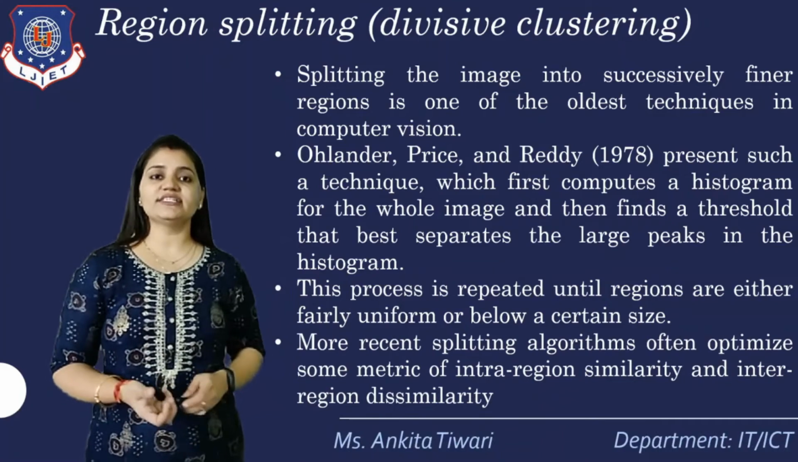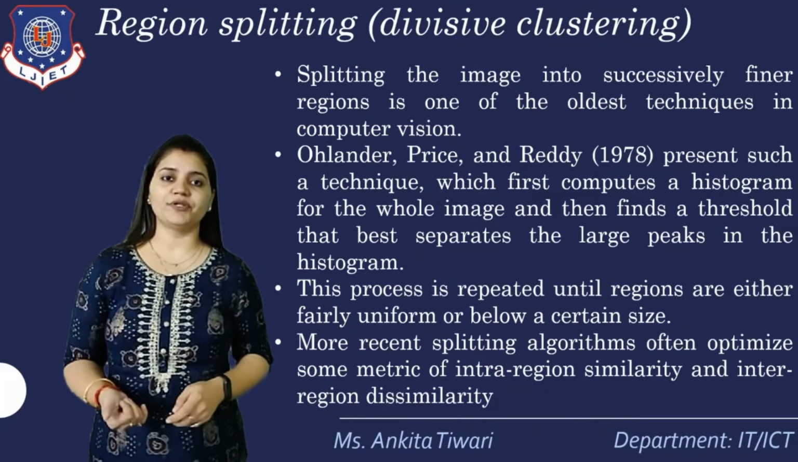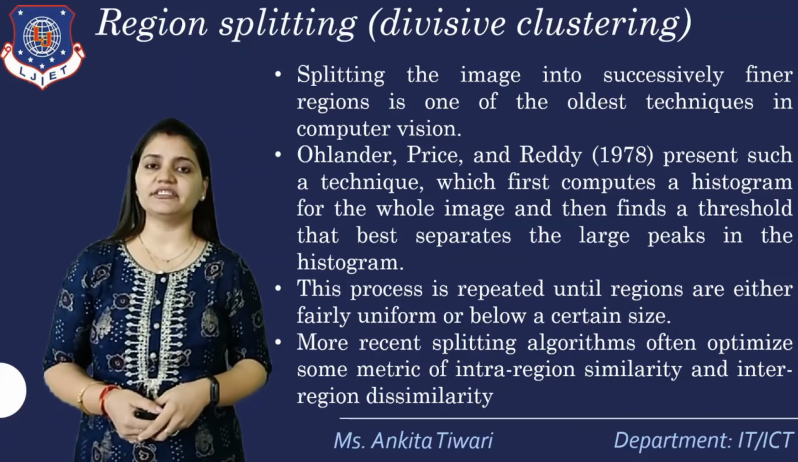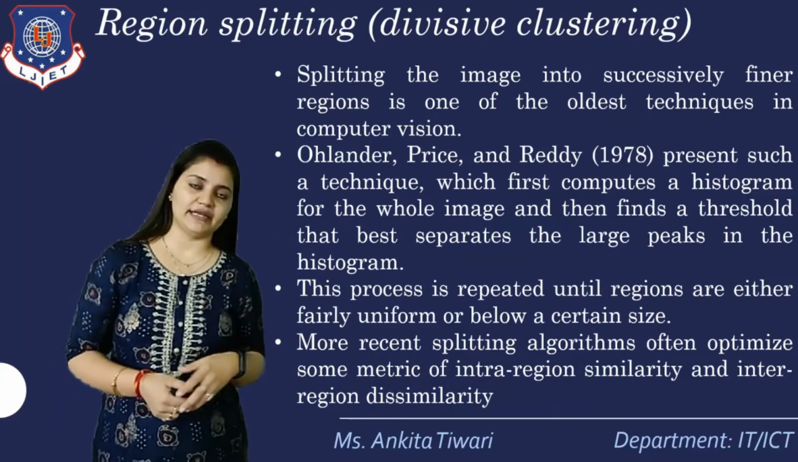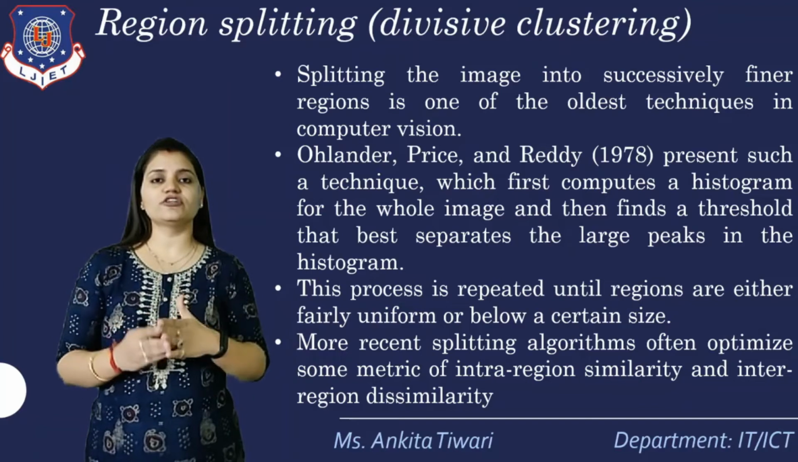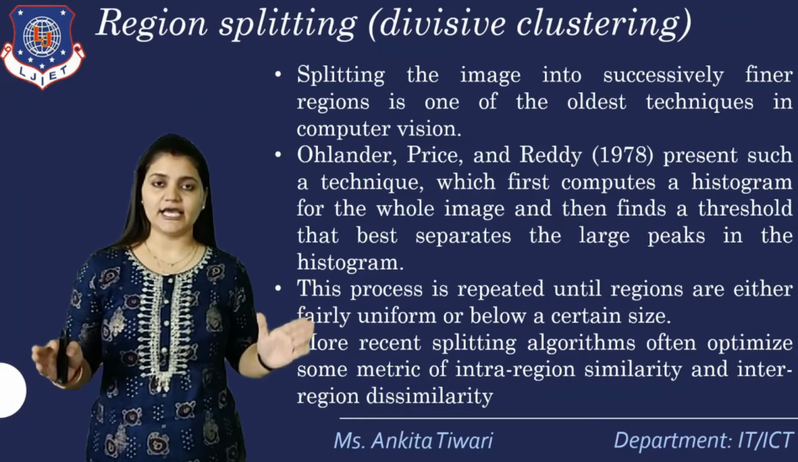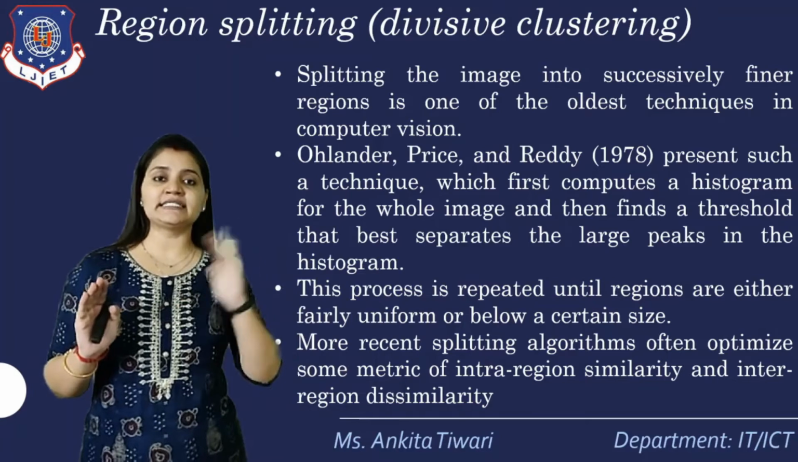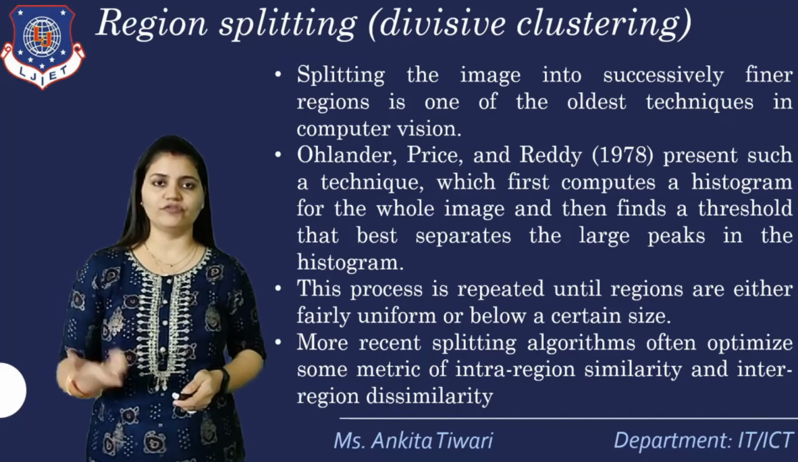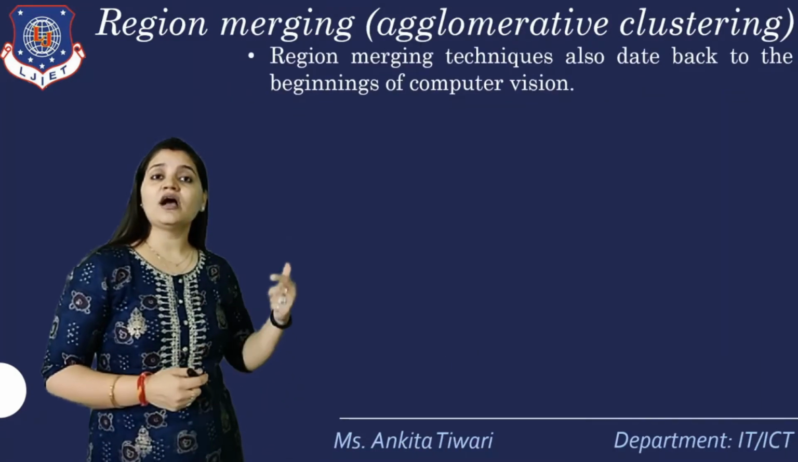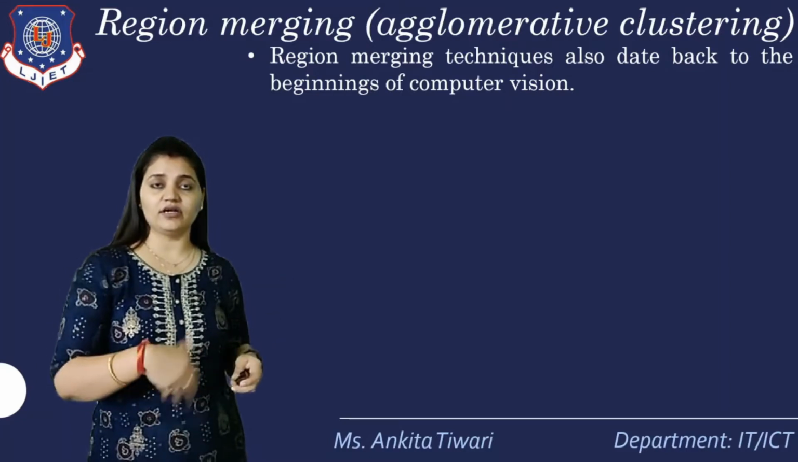More recent splitting algorithms often optimize some metric of region similarity and inter-region dissimilarity. So we have two forms: splitting algorithms are divided into two metrics, inter-region similarity and region dissimilarity. Two of the things, two of the regions. Region merging, basically, is another form of clustering.